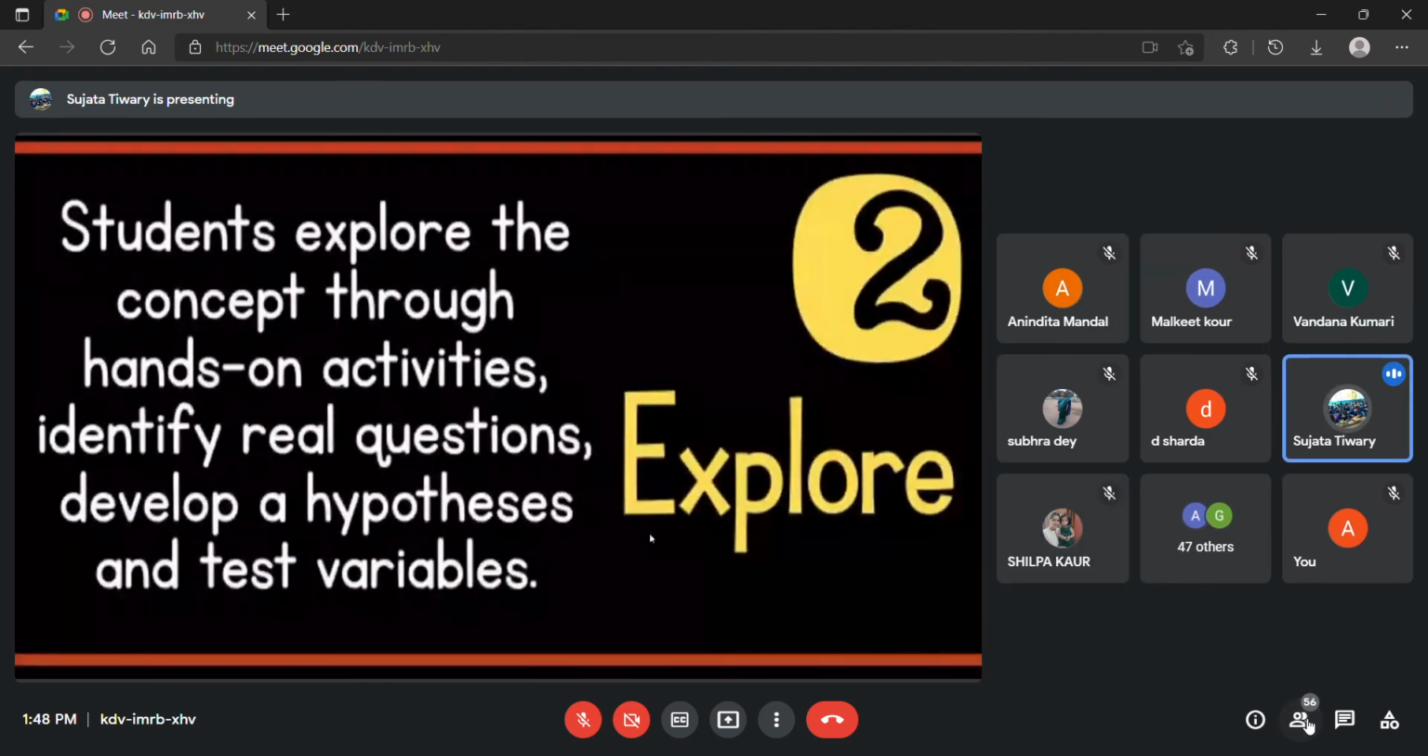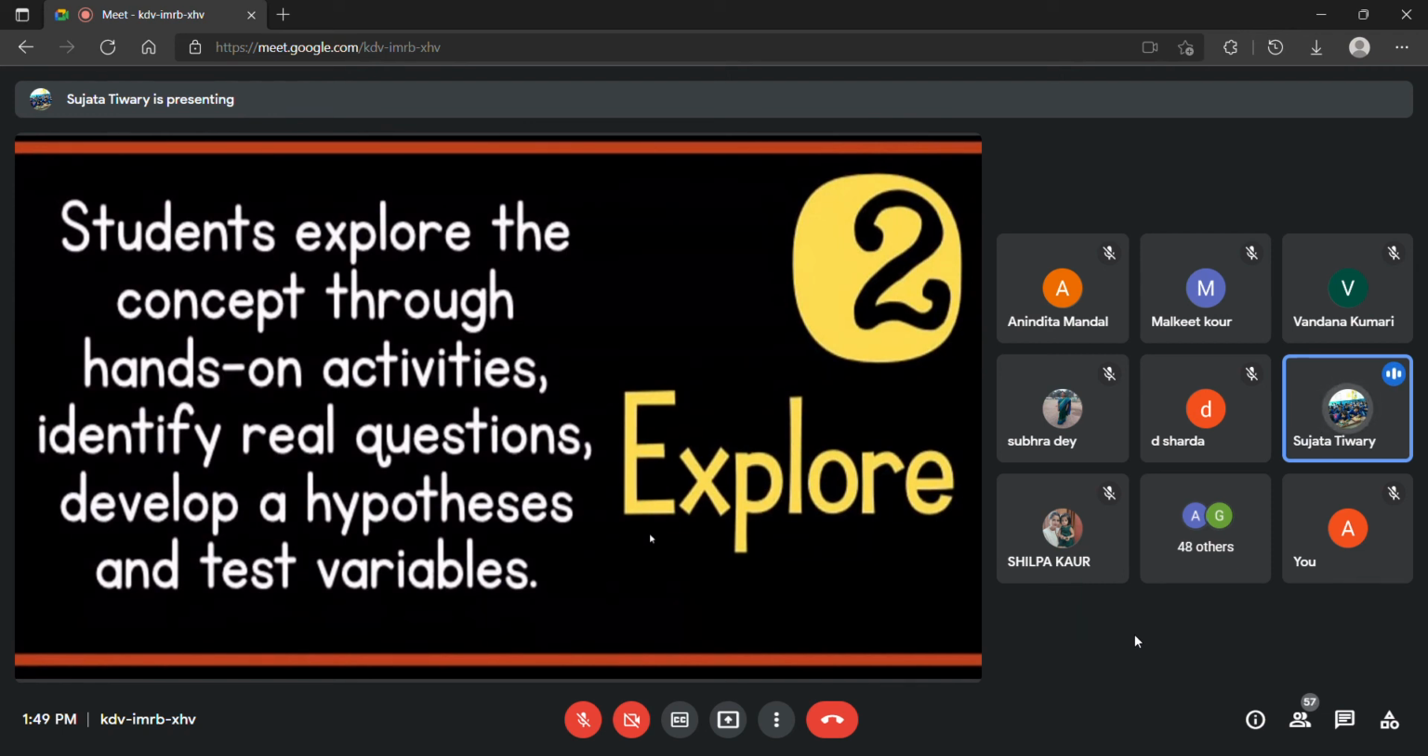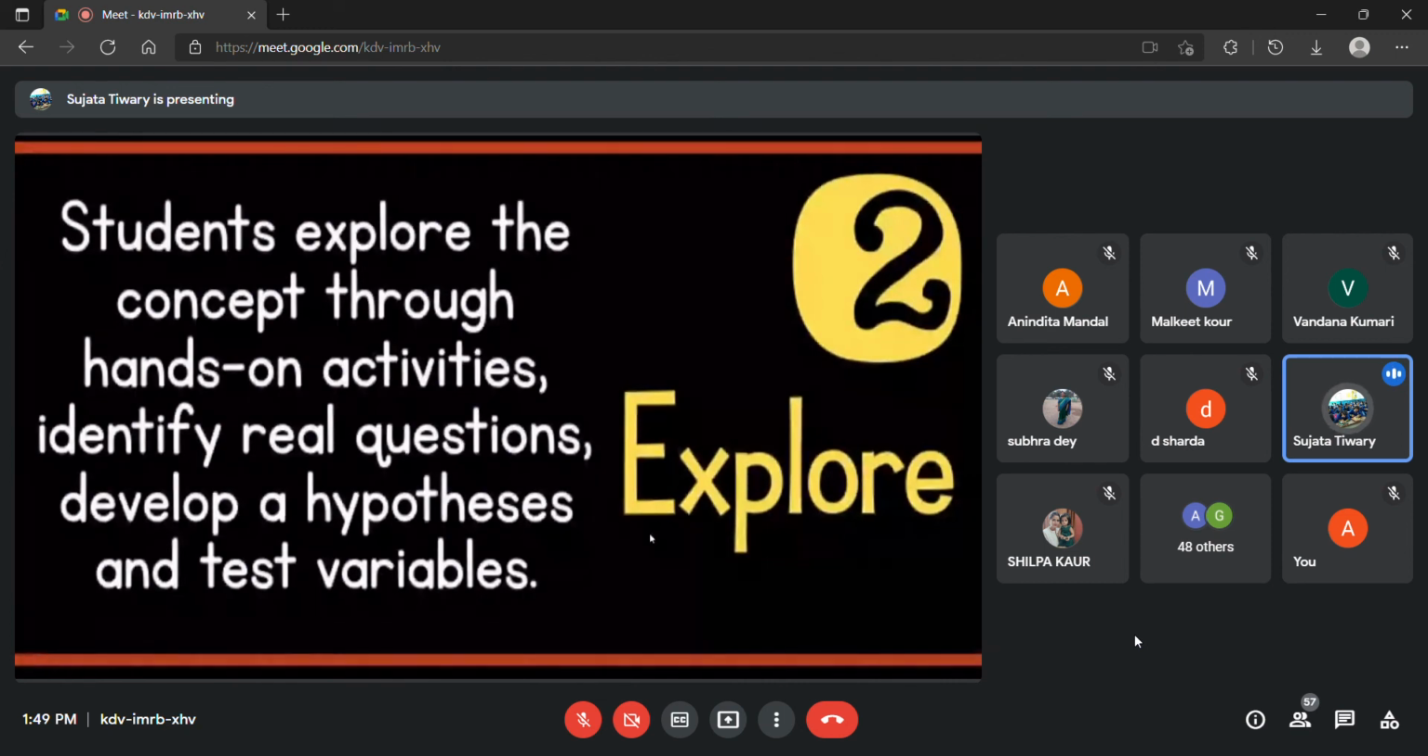This is explore. Exploring is the hands-on activity. Now the students are counting the number of petals in each flower. They are sharing their ideas also. Like in one flower, 5 petals are there, 4 petals are there, in some more than 5 petals are there. So many petals are there, different colors spread. So they are doing the activities.